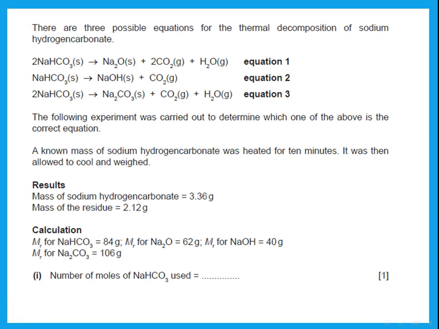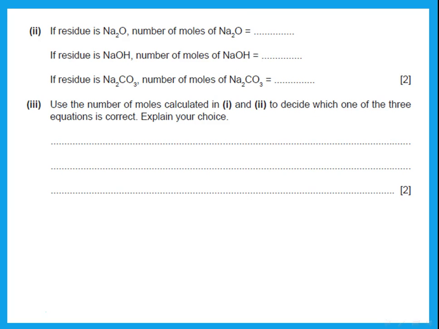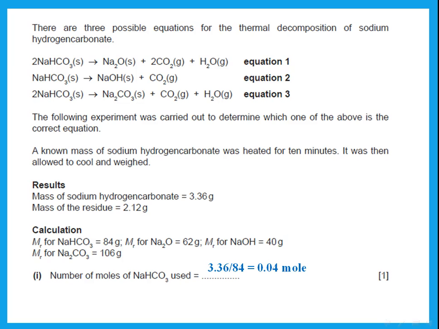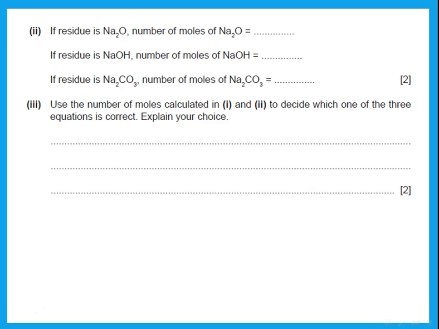Okay, he's given me already the molecular mass of everything, so I don't need to calculate the molecular mass of anything. First thing he wants is the number of moles of sodium hydrogen carbonate. We know the mass of sodium hydrogen carbonate, 3.36. I want the number of moles, so the number of moles is the mass over the molecular mass that he gives me, and that is 0.04 mole. So that's the number of moles of sodium hydrogen carbonate. Now, if the residue is sodium hydroxide, remember, I'm going back again, the residue, he says, has a mass of 2.12. Okay, 2.12 grams is my residue.